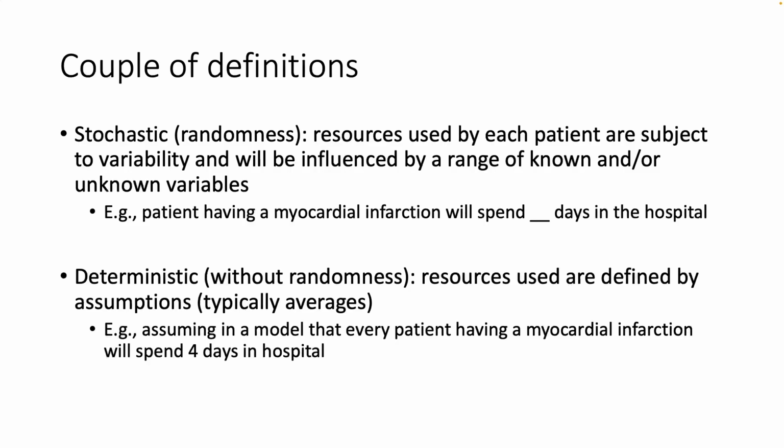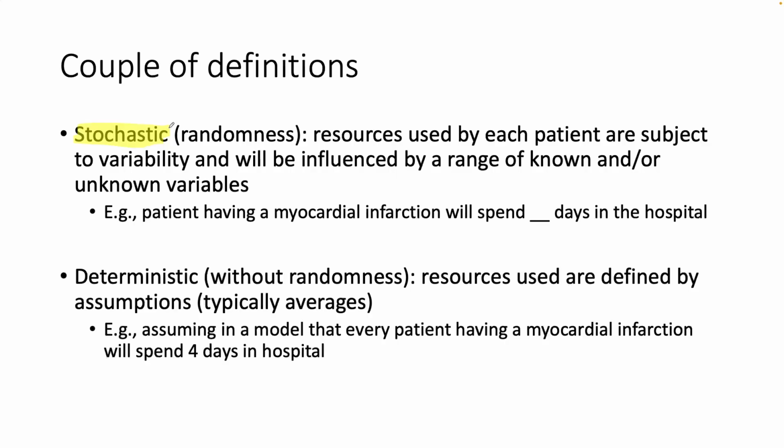Now, there's a couple of definitions that I want to throw out here that are not just related to cost, but they're going to come up over and over as we do CEA. And the first is something that is stochastic, and that is just a fancy way of saying randomness. So when we have a stochastic variable, we're not going to set the variable. We're going to allow some probability in. Maybe it just makes more sense to show you the example.